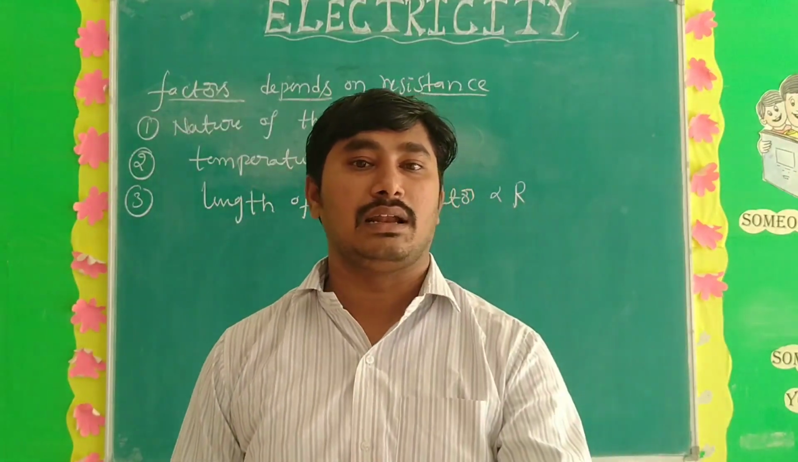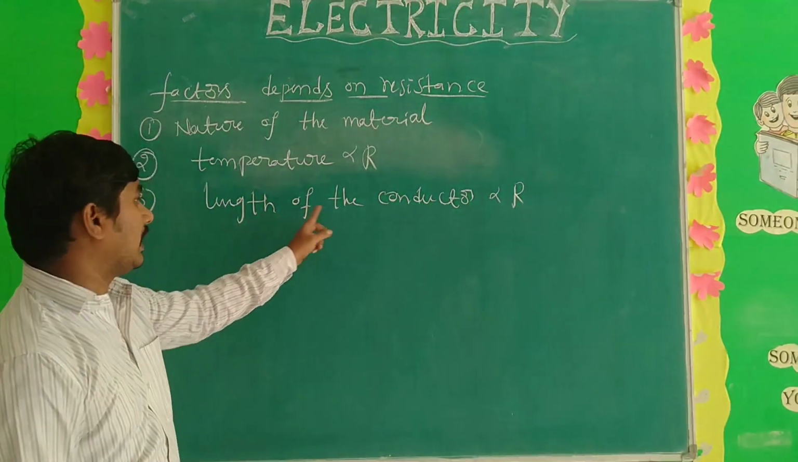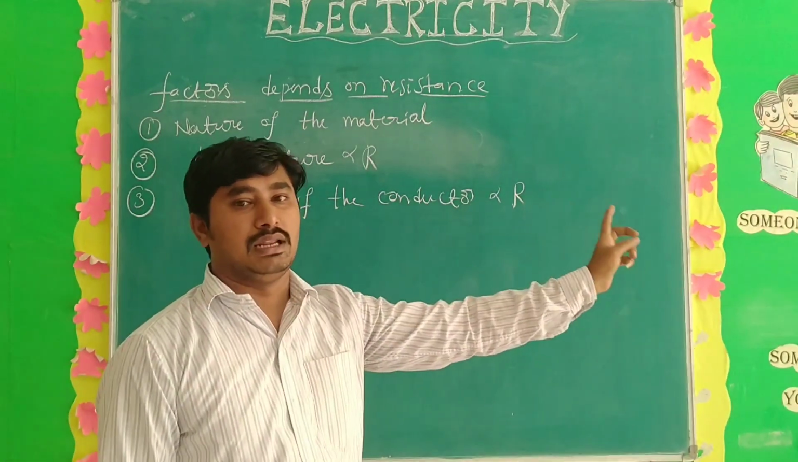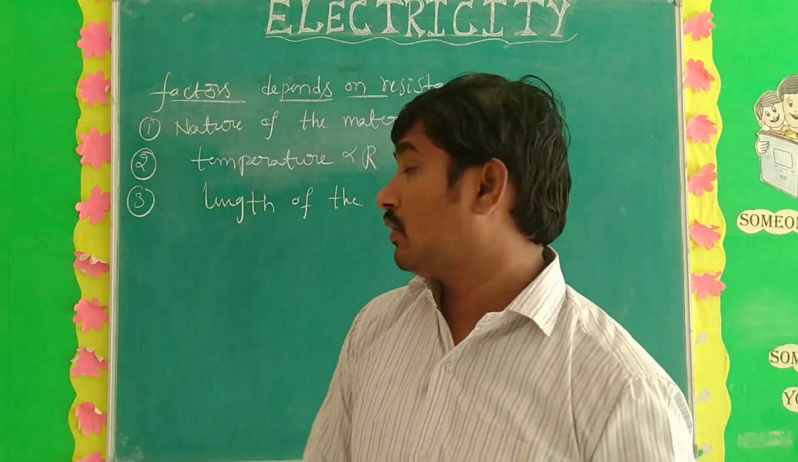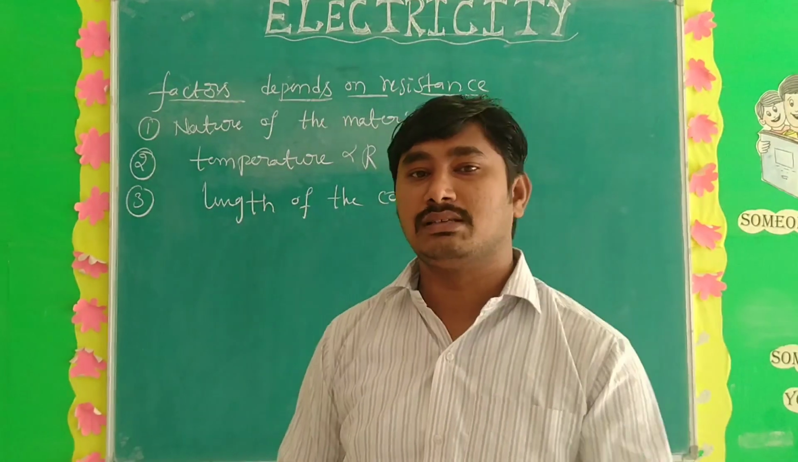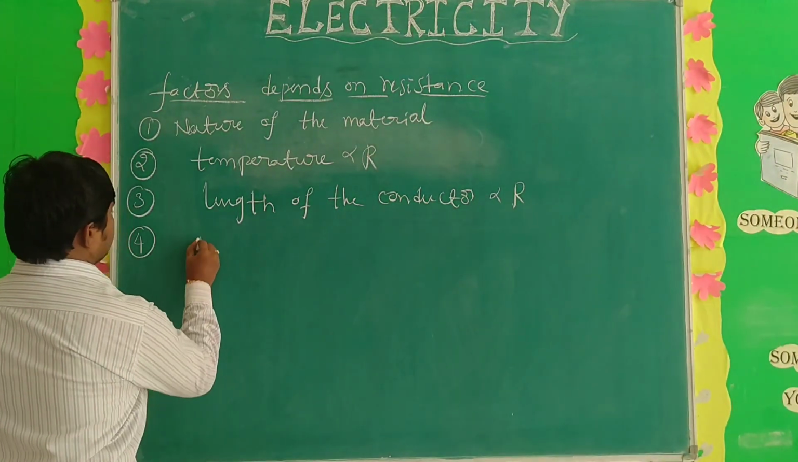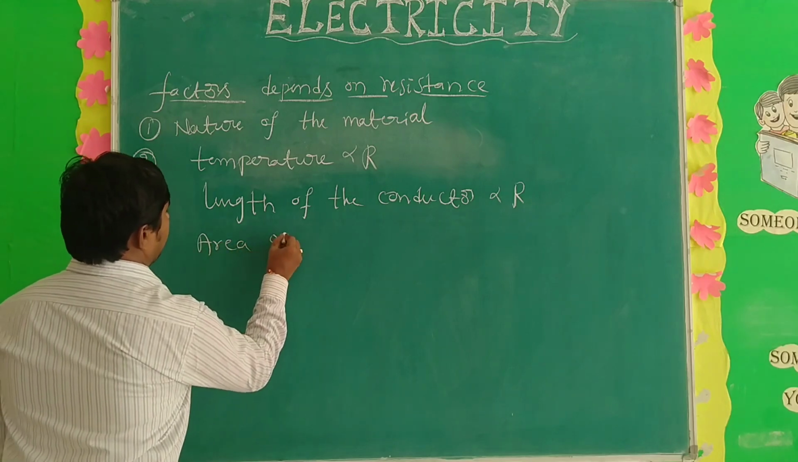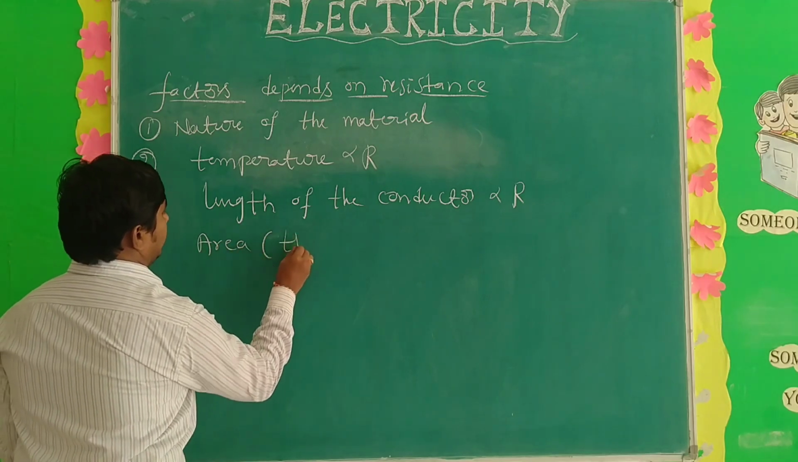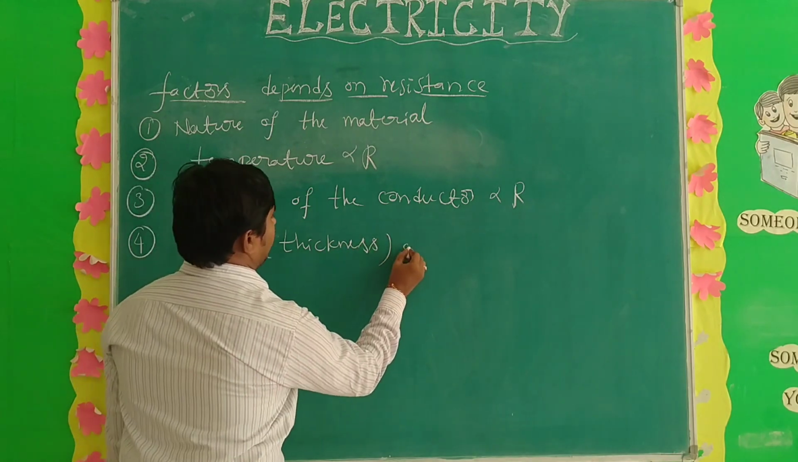Increasing the length also increases the resistance of the material. That's why the length of the conductor is directly proportional to the resistance of the conductor. That is the third factor of resistance. Next, what is the fourth factor? The fourth factor is the area or thickness of the conductor.